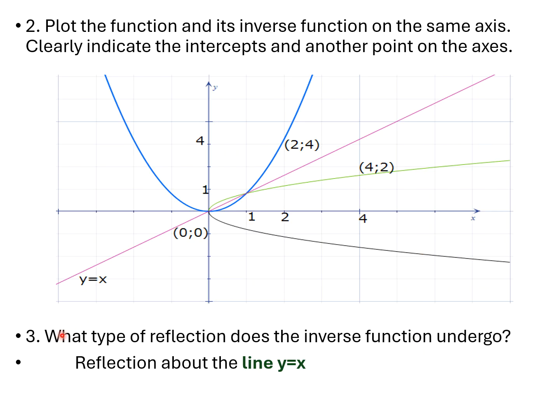So if we plot all those points, there we have the inverse. Number 3, we ask this question every other occasion, so I've included it: what type of reflection does the inverse function undergo? It's always a reflection about the line y equals x. That pink line is where we reflect it.